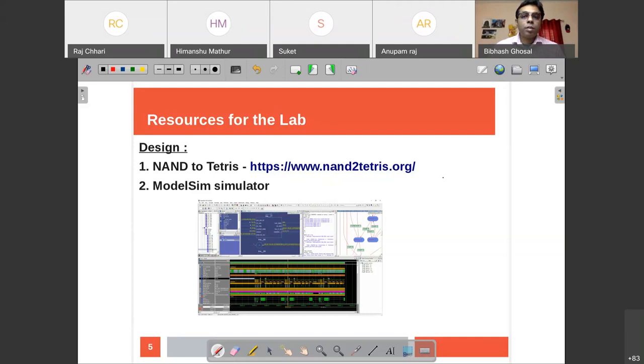Okay, so as I was talking about what we are going to do in the design part of this course, the intention is to build a toy computer from scratch. So this will give us an idea how one designs a computer. And for that, we will be taking help of this resource. It's called NAND to Tetris.